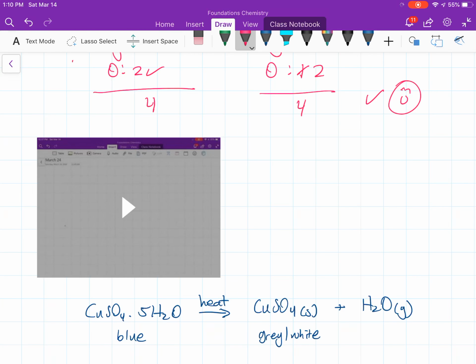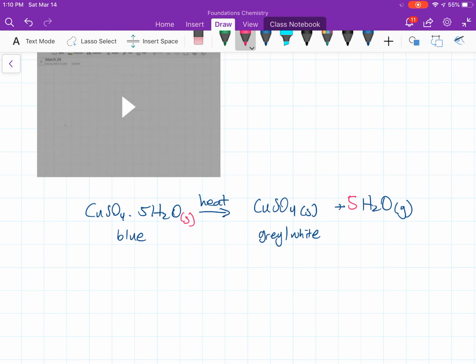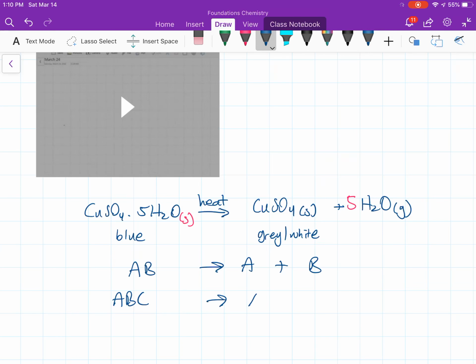I'm going to quickly balance this. This was a solid before. Now, you notice in this reaction, we started with one thing and we made more than one thing. So the general form of this reaction is AB yields A plus B. Okay, you could also have ABC yields A plus B plus C, or you could even have AB C yields AB plus C. You get the point. In other words, you're starting with one thing and you're turning it into two or more things. So this is called a decomposition reaction.